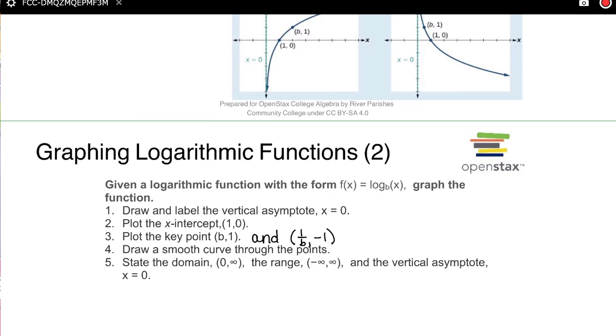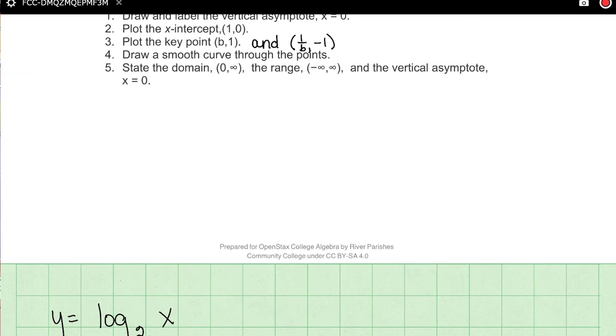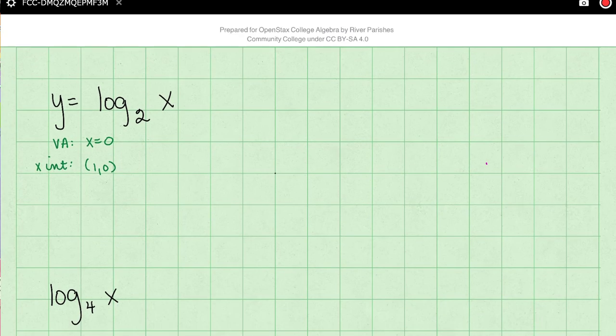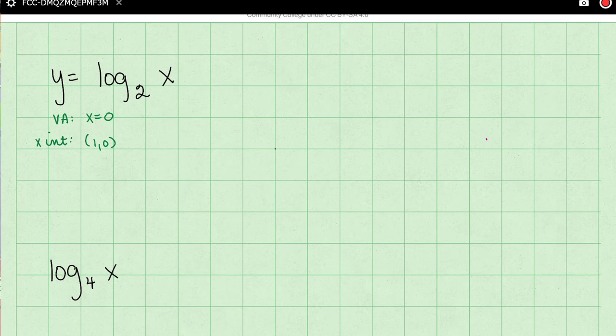All right, because we're only graphing log base b of x. We're not adding anything to it or doing anything drastic. Just log base b of x. In this case, b is 2. So the x-intercept is (1, 0). And then we have 2 key points.